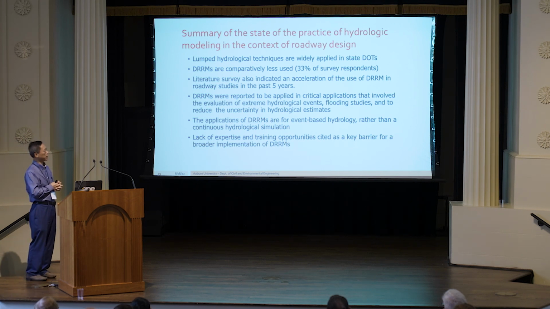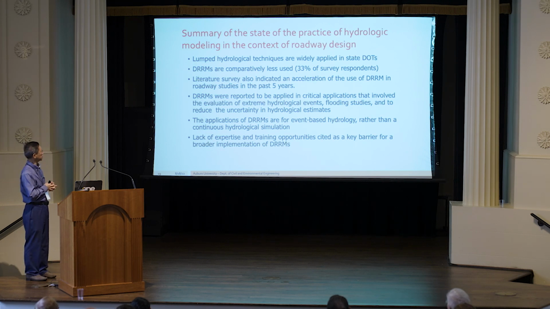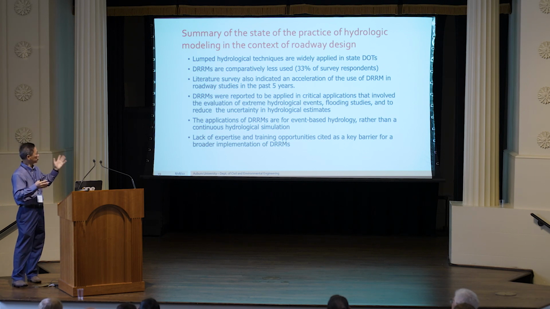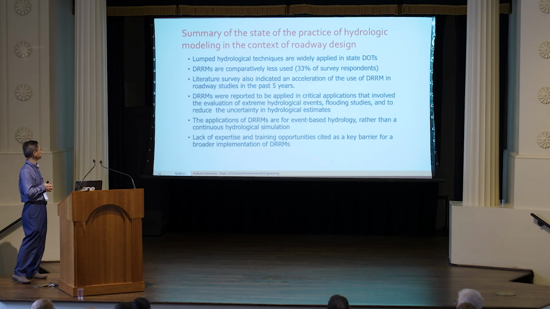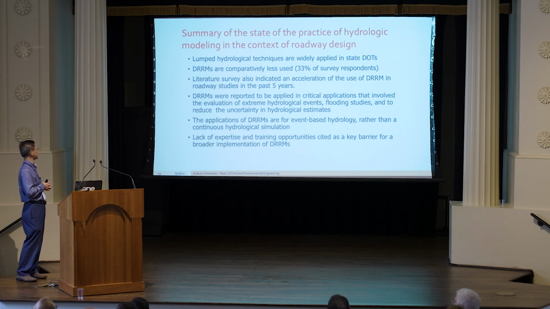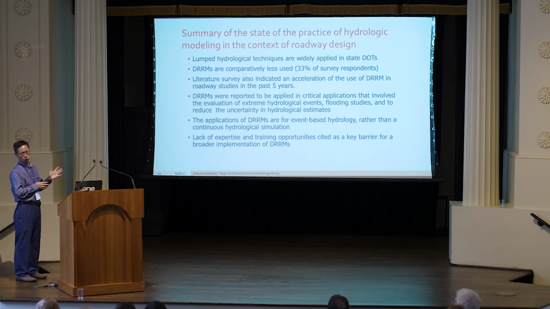Then we searched the National Transportation Library and looked at the use of DRM for road studies in the past 50 years. We found about 30 studies. The majority are using DRM, so in recent years maybe there's a growing trend to use more DRM. DRM was reported to be applied in critical applications involving the evaluation of extreme hydrologic events like hurricanes, tropical storms, and flooding studies, trying to reduce the uncertainty of hydrologic estimates compared to using a lumped model. Applications of DRMs are mostly event-based hydrology because they use a point design rainfall rather than a continuous hydrological simulation.